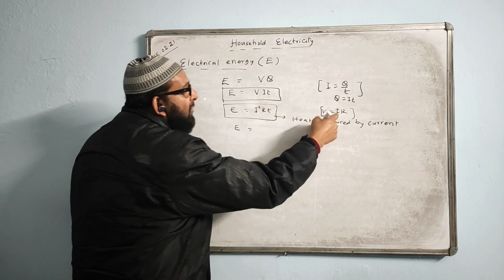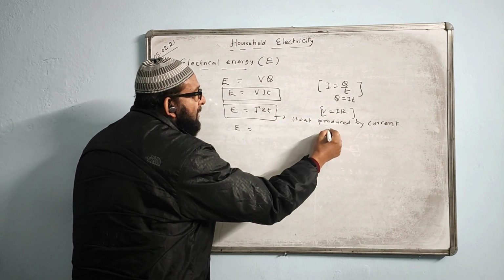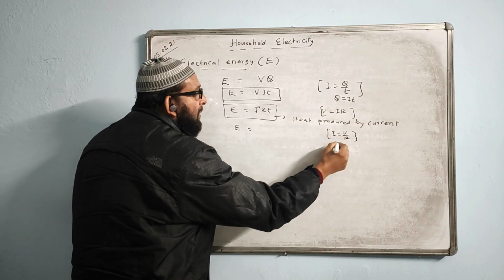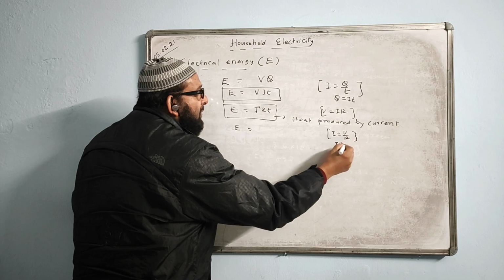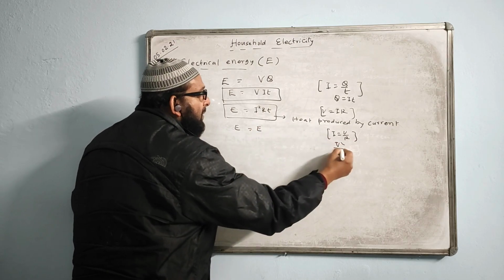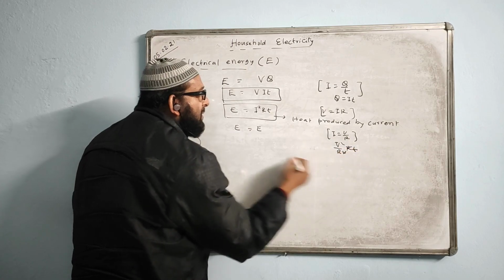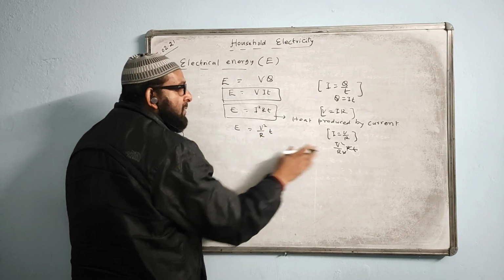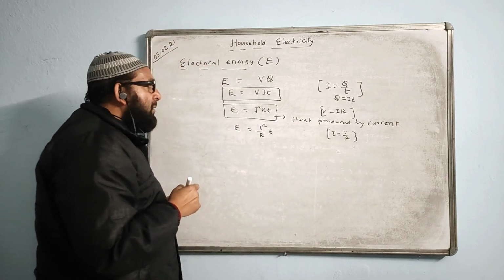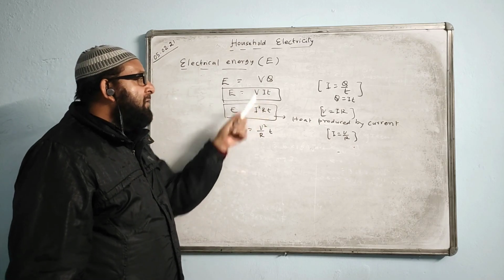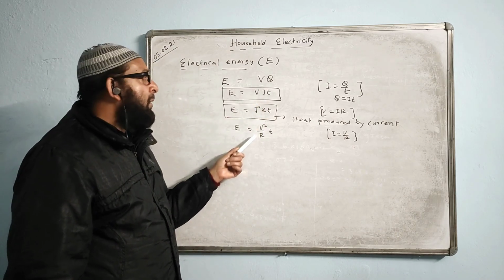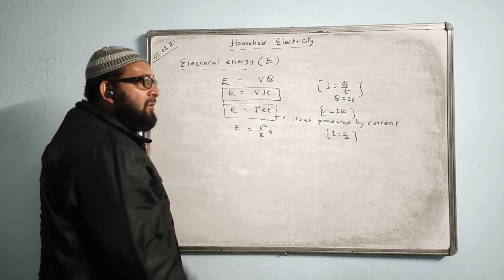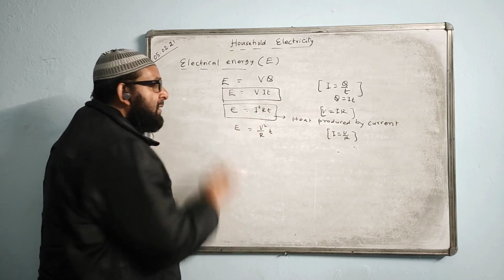Here, if I put the value of I as V by R, E will be equal to V squared by R squared into RT, and R cancels. So the formula will now become V squared by R into T. So one is derived from the other. If you know VIT, then you can change it into this form, or into this form. In the first formula, resistance does not come. In the second formula, voltage does not come. And in the third formula, current does not come.